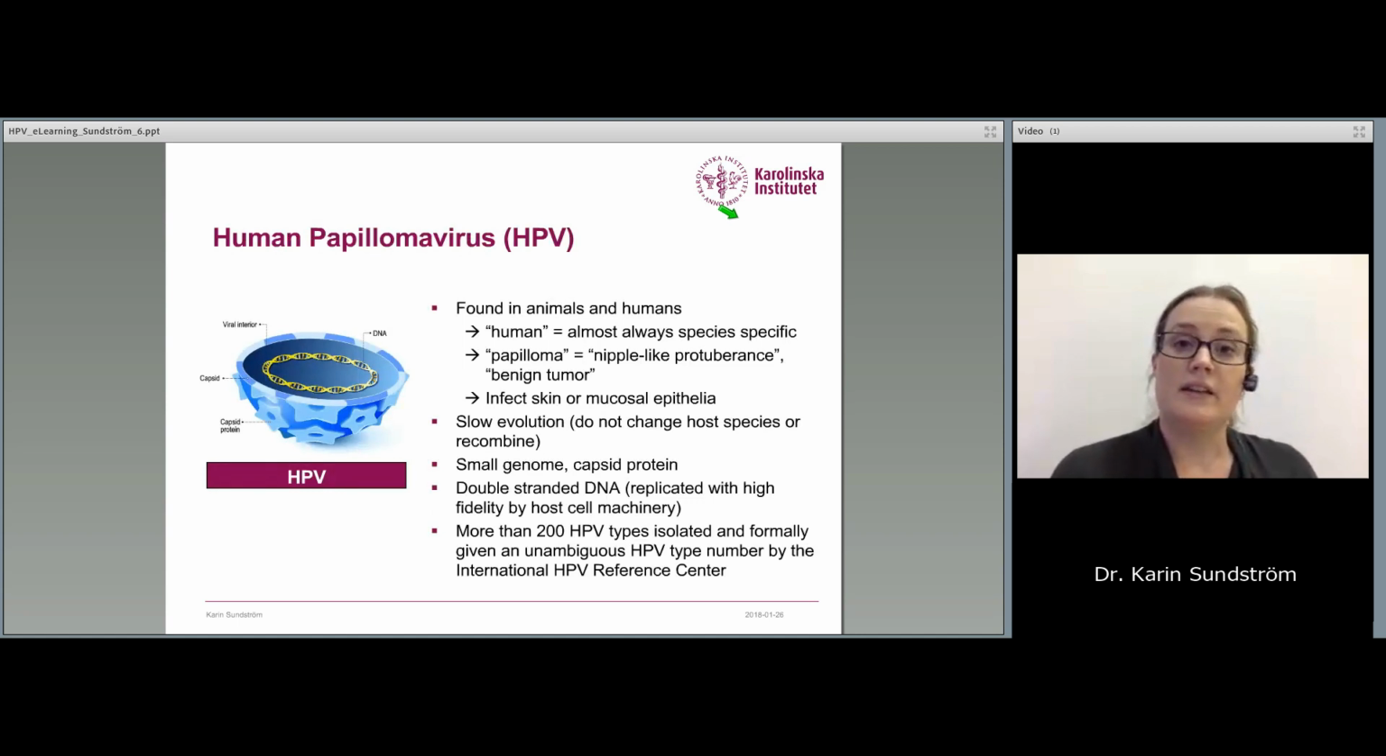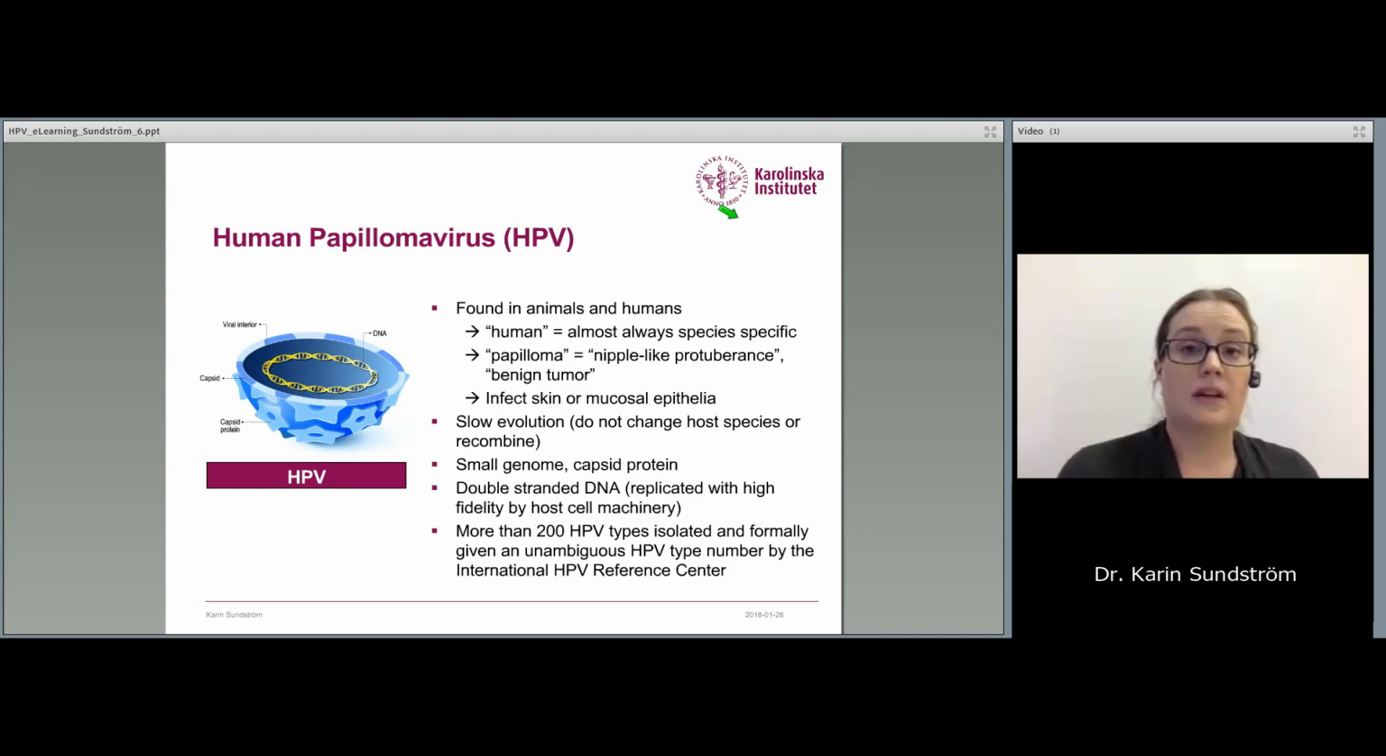So you here see a schematic picture of the structure of the human papillomavirus. First of all, please note that papillomaviruses are found both in animals and humans, and therefore we always denote it by the species, in this case, human. Papilloma means approximately something like a nipple-like protuberance, combined with the aspect of a benign tumor. And the HPVs are capable of infecting skin or mucosal epithelia in the human host.